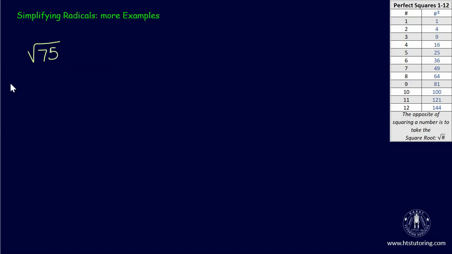So again, 75, I'm going to go to my table. 75 falls between 64 and 81. It's not a perfect square. So we need to figure out, okay, what number on this table goes into 75?